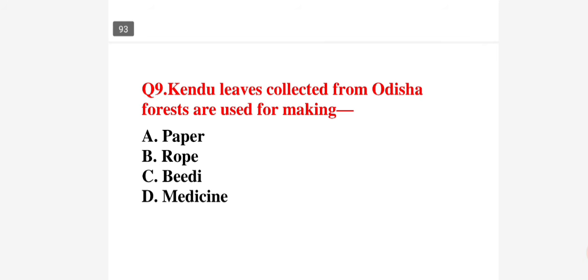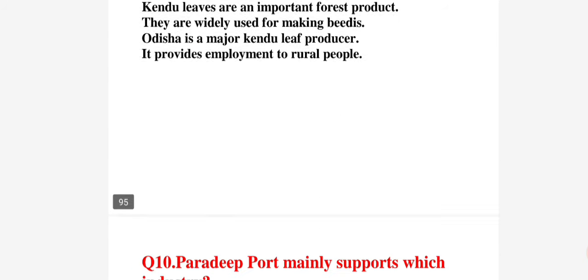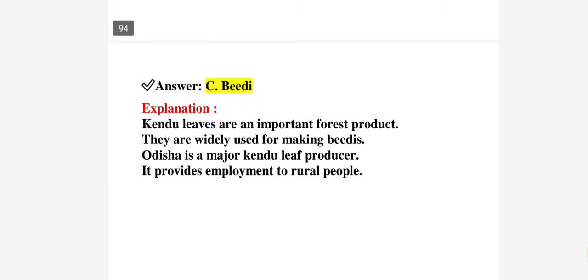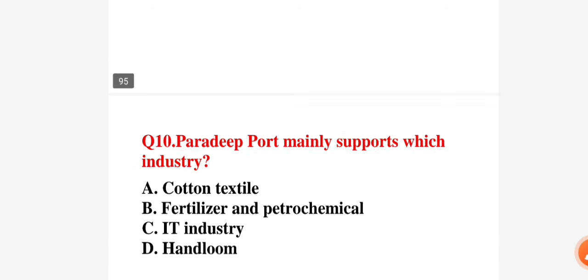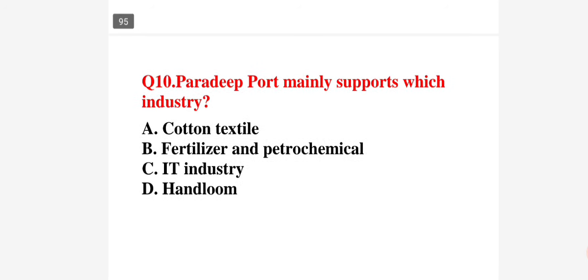Okay, so let us go through the explanation. I have already told everything. Yes, Kendu leaves are important forest products. They are widely used for making BDs. Odisha is a major Kendu leaf producer and provides employment to rural people. Okay, let us move to the next question. That is our question number 10.